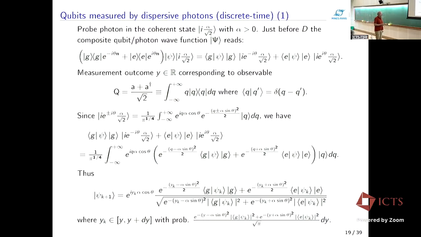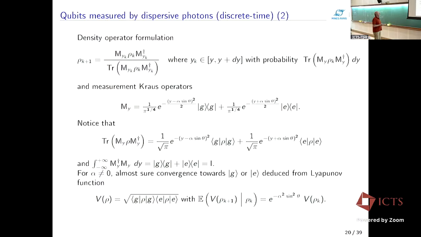So here I have my operator, Mq in a certain sense. I will now put this in this formulation, but you will see that in fact the mu is infinite. So the density operator formulation is this. I have this update with yk, in the small interval between y and y plus dy, with a probability given by this. And what is the measurement operator? It is this operator.